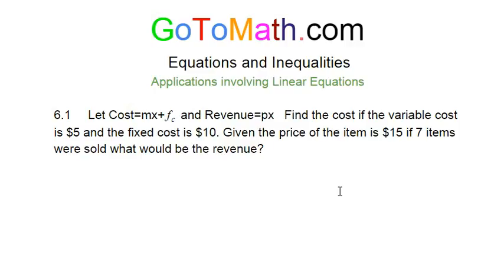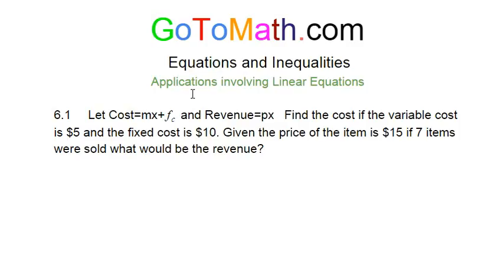Alright, what are we doing here? We're here at GoToMath.com with the orange M and the green G. I should make that a green T, but look, the two O's are blue. What does that mean? OTO? I don't know.